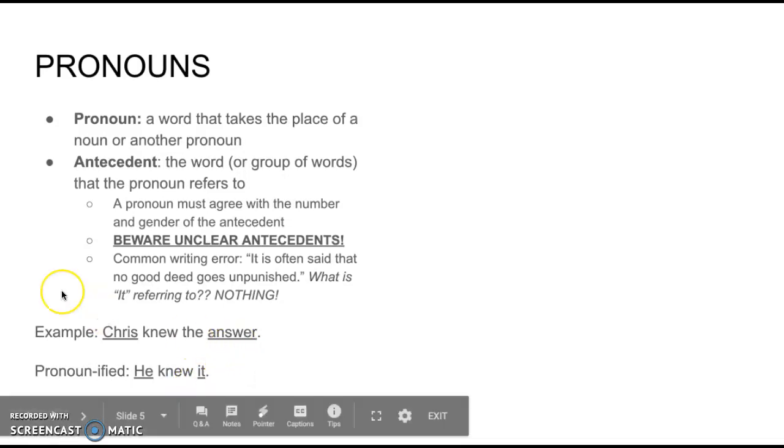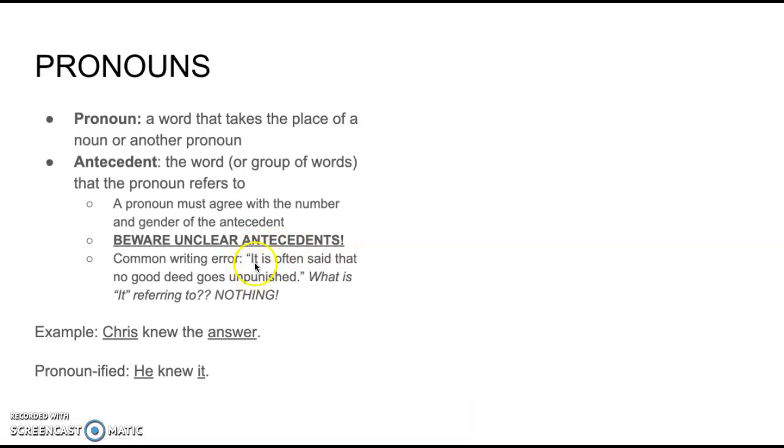Speaking of antecedents, beware unclear antecedents. A common writing error is when you introduce a sentence with a pronoun that doesn't have a clear antecedent. Like, "It is often said that no good deed goes unpunished." What is it referring to? Nothing. We don't know. It's unclear.